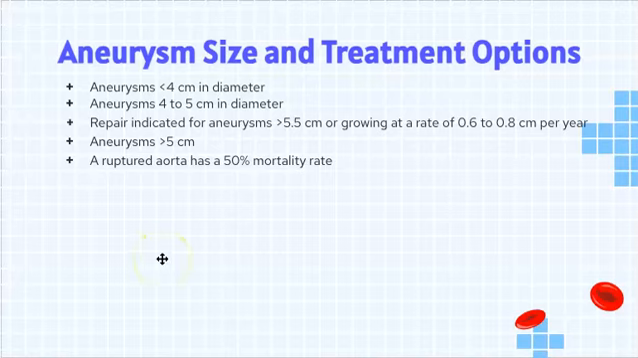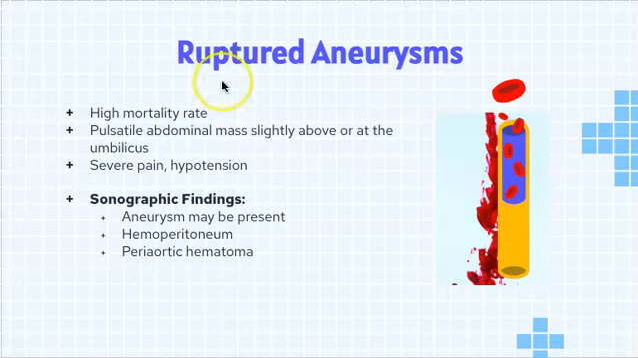And then aneurysms that are larger than 5 centimeters and are documented at rapid rates of expansion have an increased risk for catastrophic rupture, and a ruptured aorta has a 50% mortality rate. So again, ruptured aneurysms, high mortality rate. They usually present as a pulsatile abdominal mass, slightly above or at the level of the umbilicus, which is just your belly button. And then the patient will present with severe pain and hypotension.